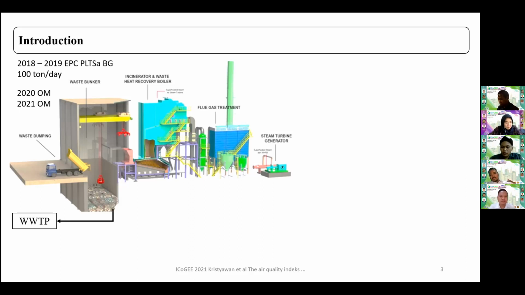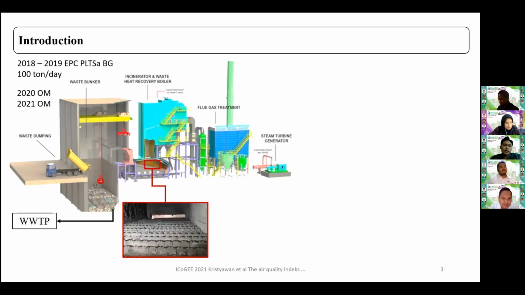And after the waste is ready as fuel for the furnace, we put it into the furnace by using a crane, and it will go through the incinerator. The incinerator that we use in PLTSA Bantar Gebang is the grate incinerator, as the picture below shows, and inside the grate, the combustion will occur.